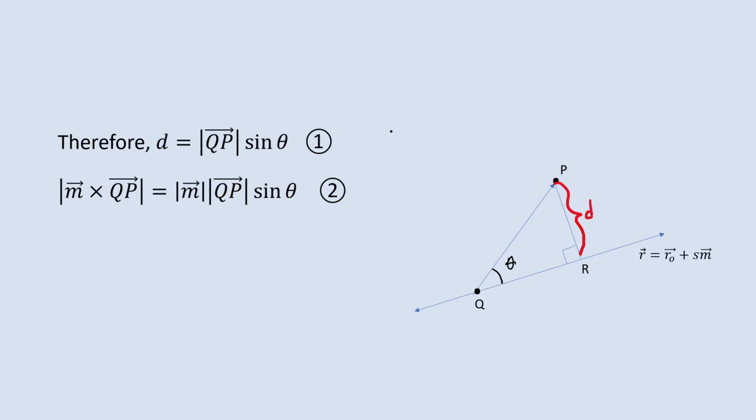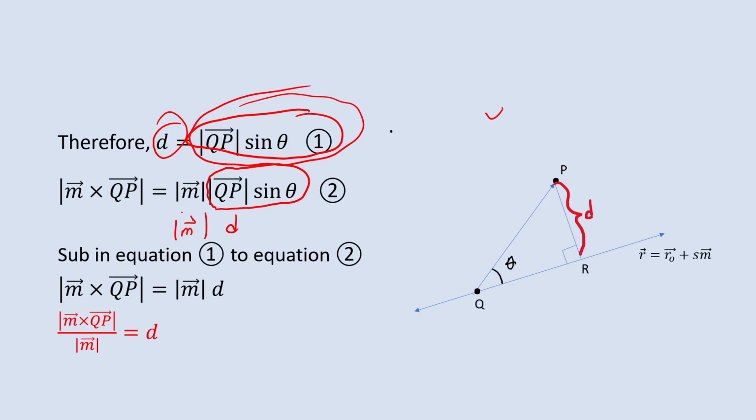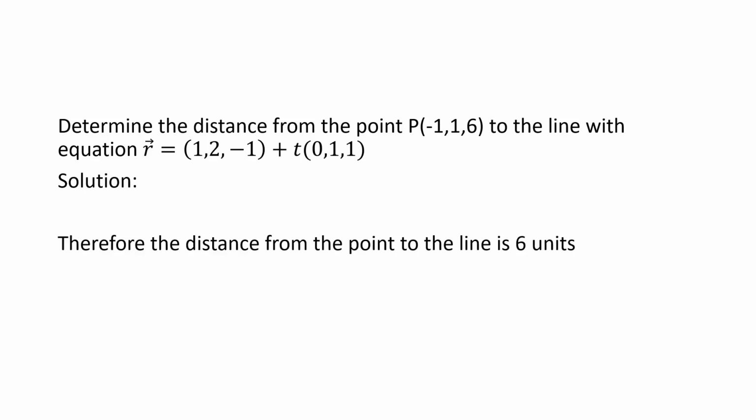Okay? And now let's just do a pretty simple analysis. Let's just take this equation 1 that we have right here and sub it in so that instead of saying magnitude of QP sine theta in equation 2, instead of that, we call it the magnitude of M times d, because we literally said d is this magnitude of QP times sine theta. So the magnitude of M crossed with QP is going to equal the magnitude of M times d. And that's what we've written here. Or in other words, the distance that we're looking for will equal the magnitude of M cross QP over the magnitude of M. And we've proven the formula that we set out to prove.